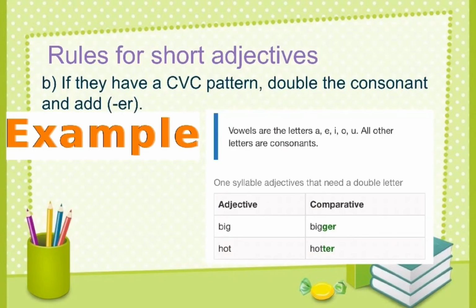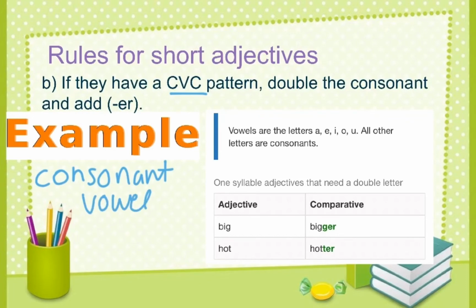Next rule. If they have a CVC pattern, double the consonant and add ER. Do you remember what is a CVC pattern? It means that it has a consonant, a vowel, and then a consonant again. So we double this consonant, the last one, and then we add ER.